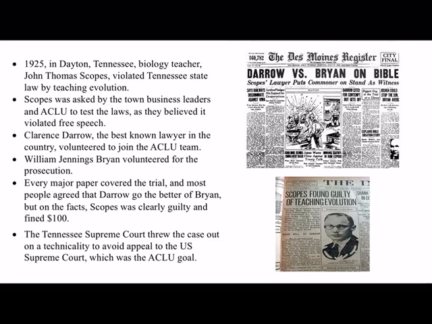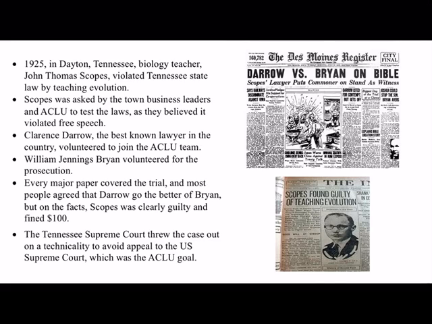Clarence Darrow, the best-known lawyer in the country at the time, volunteered to join the ACLU team to represent Scopes. William Jennings Bryan, of course, we talked about him, former anti-imperialist candidate, Secretary of State to Woodrow Wilson, volunteered to be the prosecutor. And this was a countrywide event. All the major papers around the country came to cover the trial.